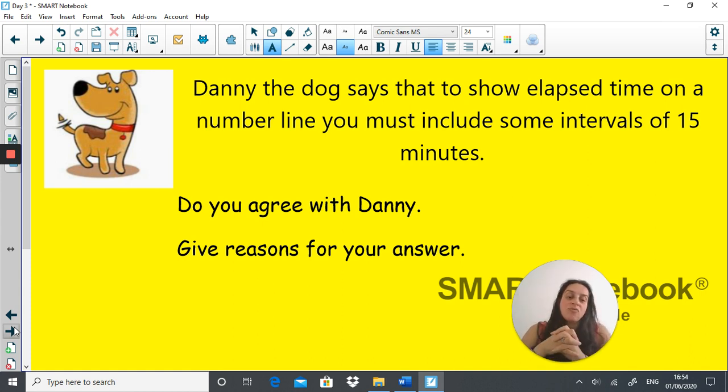Danny Dog is wrong. So I disagree with Danny Dog because we use 15-minute intervals for where the elapsed time can be divided by 15 without any remainder. So for example, there are two sets of 15-minute intervals in 30 minutes. So you can use the 15-minute jumps. We can use 15-minute jumps when you try and work out an elapsed time of 45 minutes.